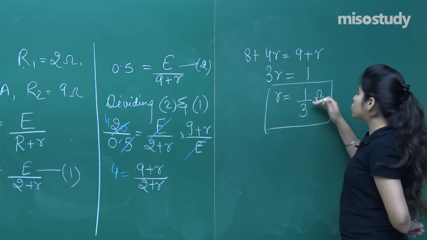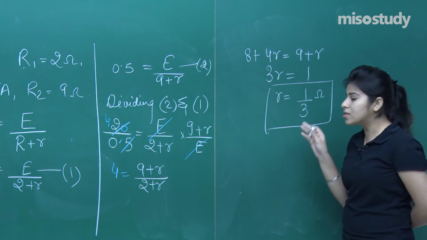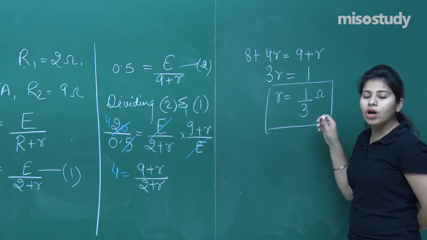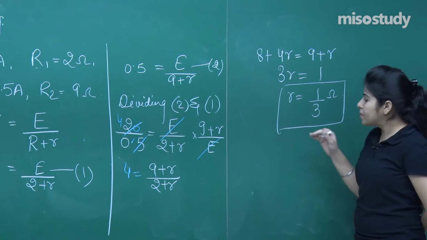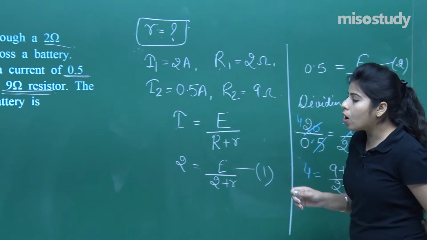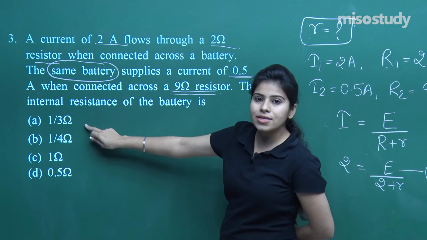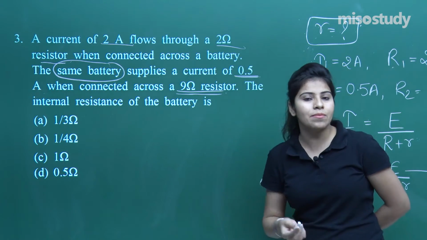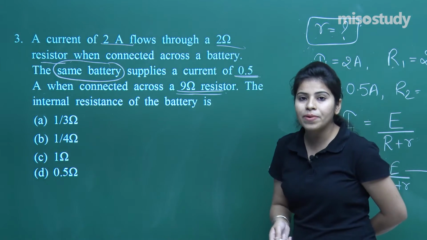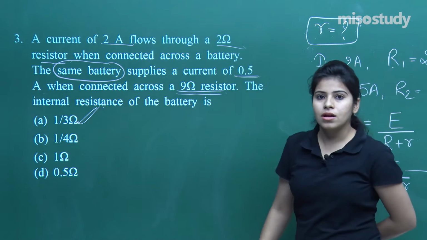If you simplify it, we just have to see in the options whether it has been given like this or in simplified form. Let me see whether r has been given as 1 by 3 or in the simplified manner. Here I can see that it has been given in the same ratio. So this is the correct answer, isn't it?